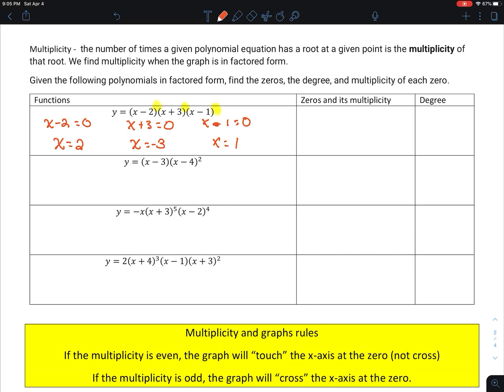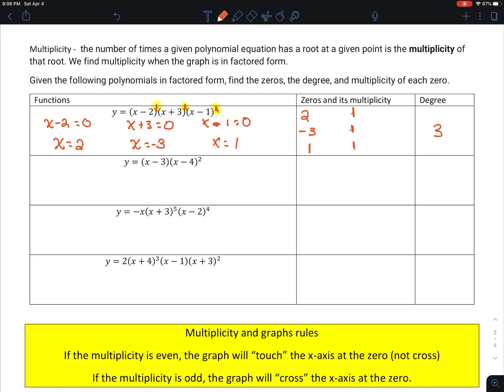What we see is that the opposite of what you see is the actual root. So when you have x minus 2, the root is actually 2. When you have x plus 3, the root is actually x equals negative 3. So these are the zeros. The zeros are 2, negative 3, and 1. And because each of these is raised to the power of 1, its multiplicity is 1. Normally we don't say that it has a multiplicity of 1, but just for purposes I'm showing you that. And so how do we find the degree? We add the multiplicities. So the degree is 3.